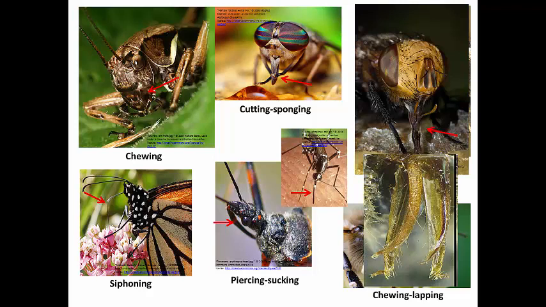So this is a close-up of the chewing and lapping mouth parts in a bee. You can see that you've got these elongated mandibles and hypopharynx, which will allow for that cutting, for that lapping, for that chewing, and for that molding of that wax.